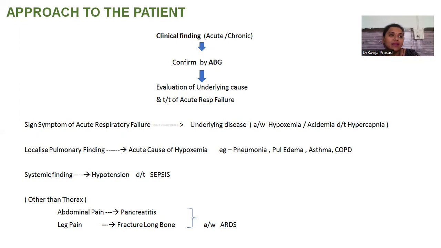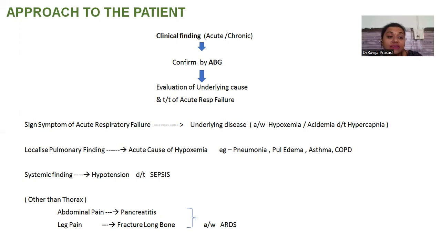Now, how are you going to see the underlying causes, whether it's a flat chest or something else, or the abnormality is in the alveoli or in other things? You need to evaluate the basic cause of why the patient is getting into chronic or acute respiratory failure. Then you need to treat the cause.